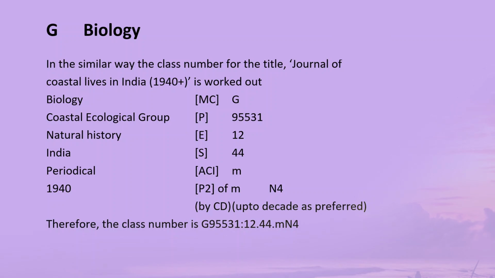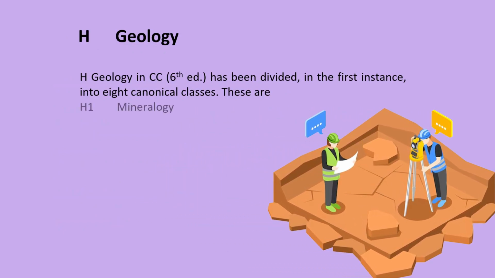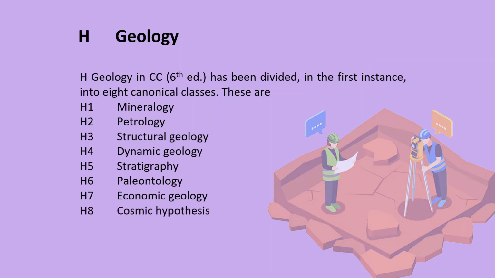Next we move on to main class geology. Main class geology in CC 6th edition has been divided in the first instance into its canonical classes. These are mineralogy, petrology, structural geology, dynamic geology, stratigraphy, paleontology, economic geology, cosmic hypothesis.